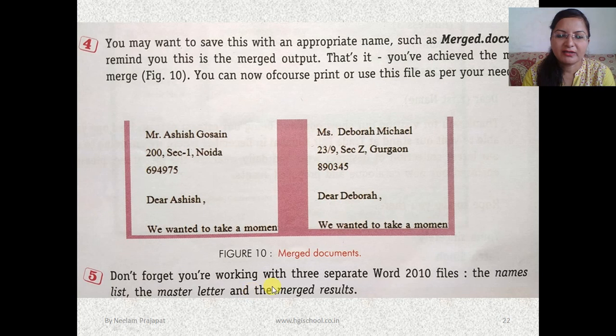Don't forget, you're working with three separate Word 2010 files: the names list, the master letter and the merged result. Got it? Here we are working with three files. In mail merge we are working with three files. The main document means the master letter. The names list means the data source, and the merged result means the final, merged document.